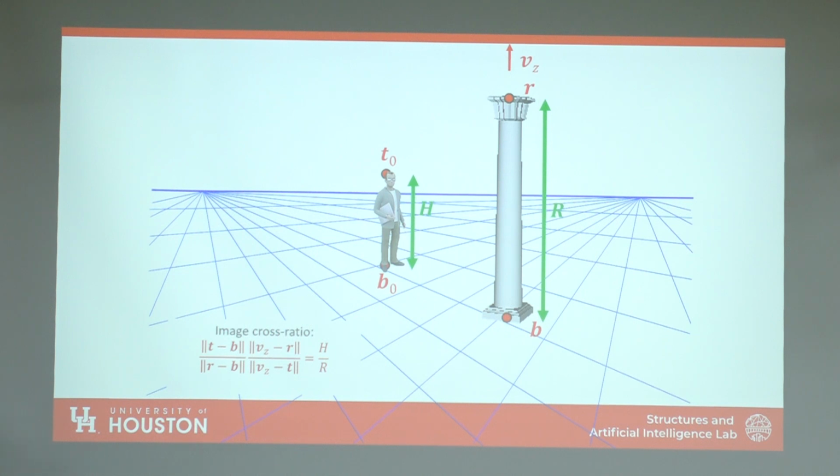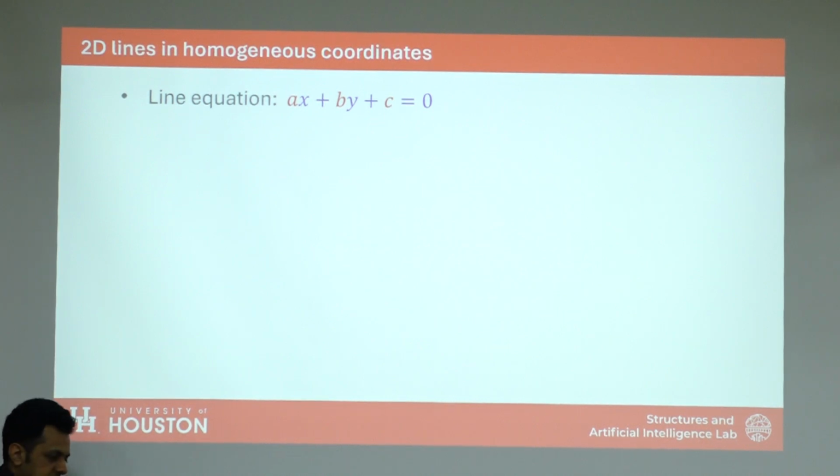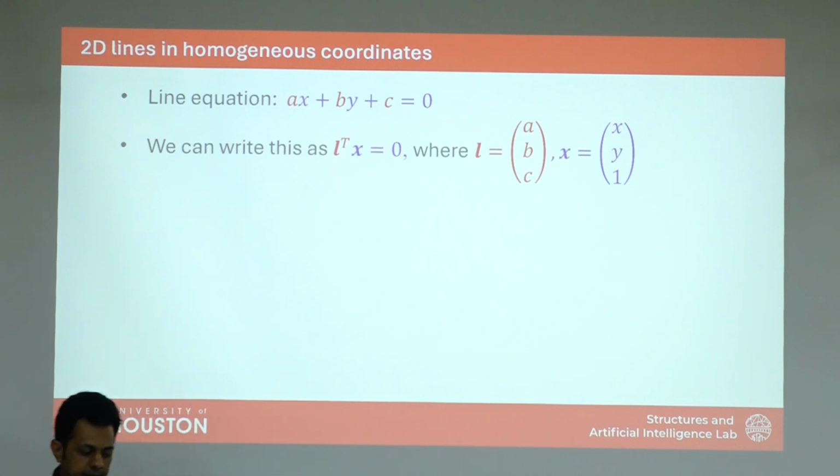So this is the image cross ratio. I have v. Now how do we compute the coordinates of v and t? We can use this information. Say we have some equation. We can write it as a matrix product with a homogeneous coordinate. So small x is (x, y, 1), and then I have my coefficients a, b, c as another vector L, and then the dot product gives me the line.